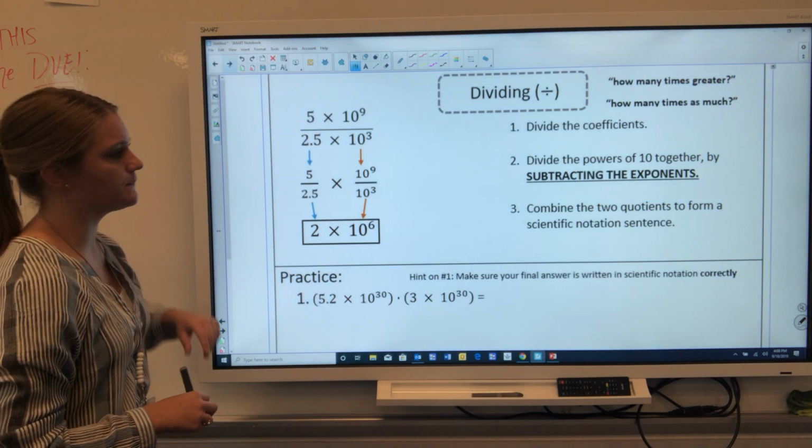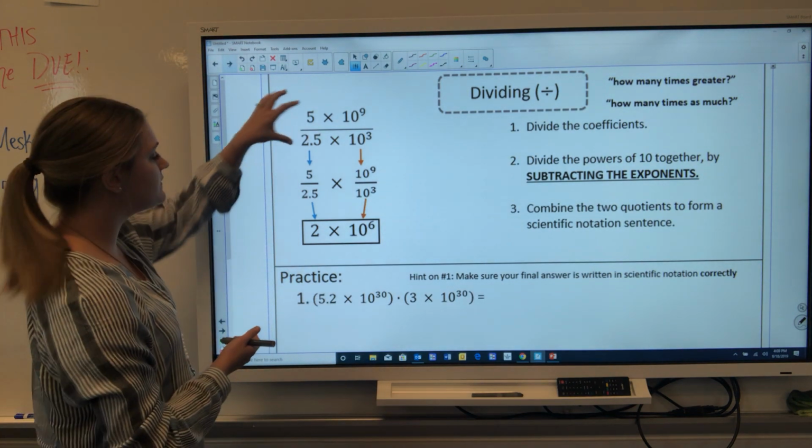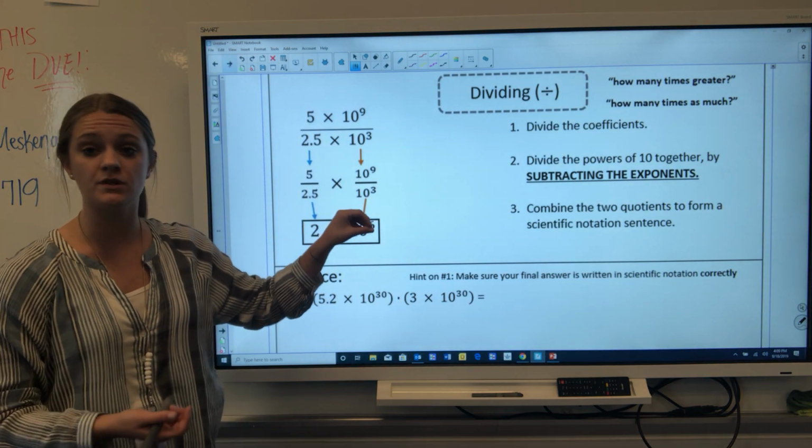So let's go to division. Division is quite the same. Instead of multiplying the coefficients, you're going to divide your coefficients, and then you're going to divide your powers of 10 using the quotient rule.